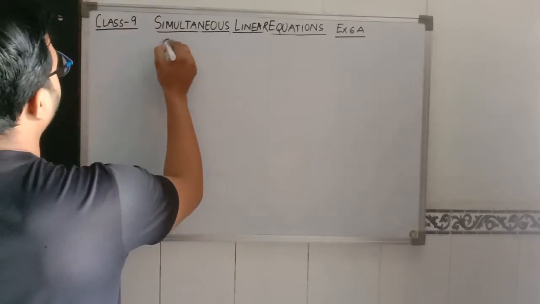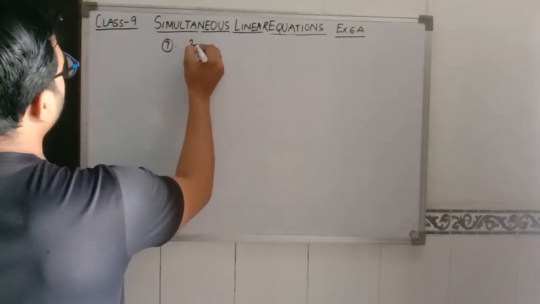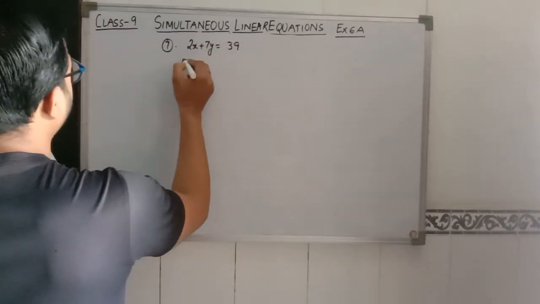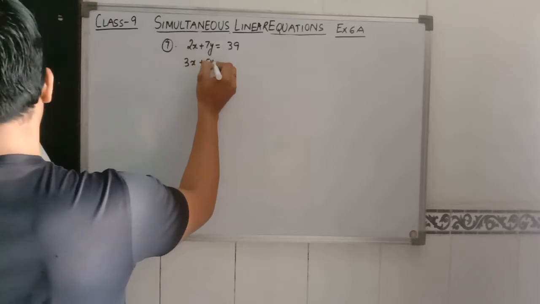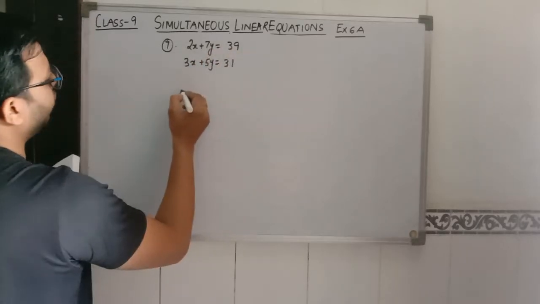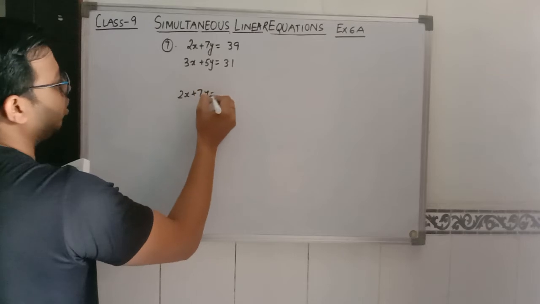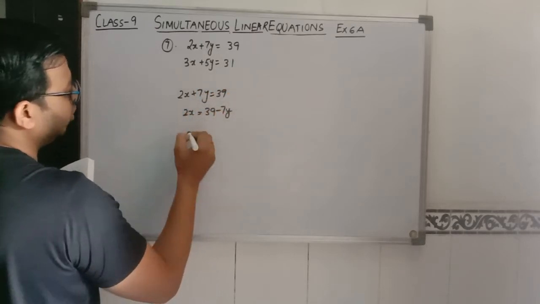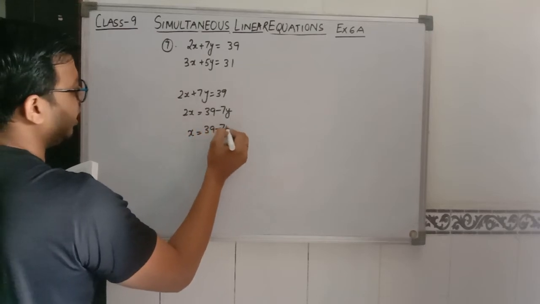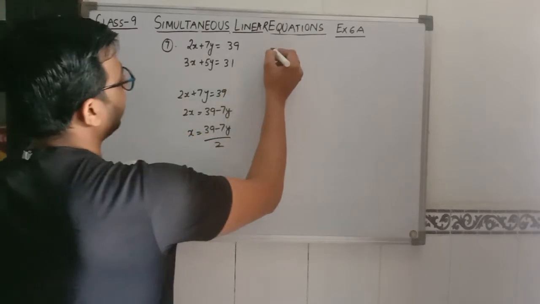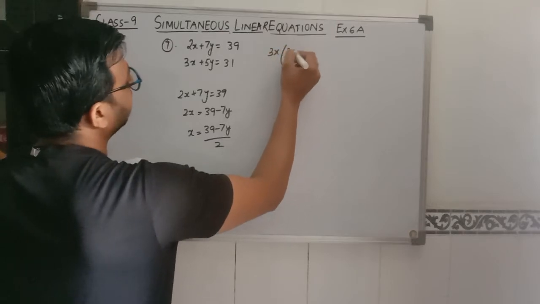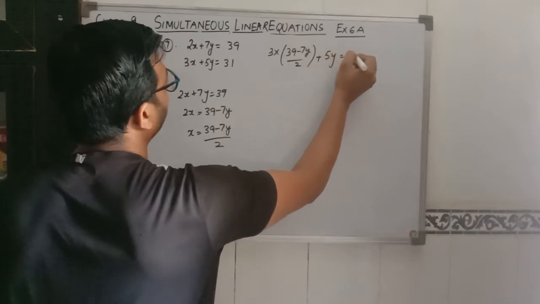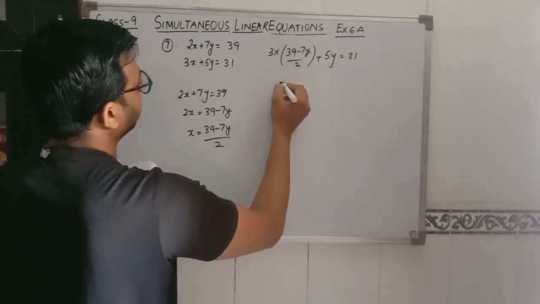Now question number 7. Question number 7 is saying 2x plus 7y is equal to 39 and the second is 3x plus 5y is equal to 31. From the first equation, 2x plus 7y is equal to 39, given. So 2x is equal to 39 minus 7y. So the value of x will come (39 minus 7y) divided by 2. Now place it here. 3 multiplied by (39 minus 7y) by 2, plus 5y is equal to 31. Now solve it.